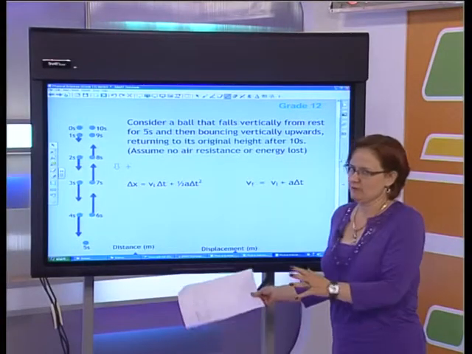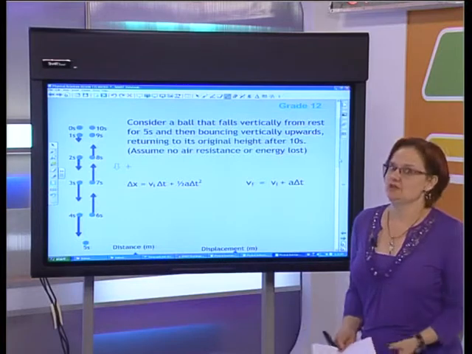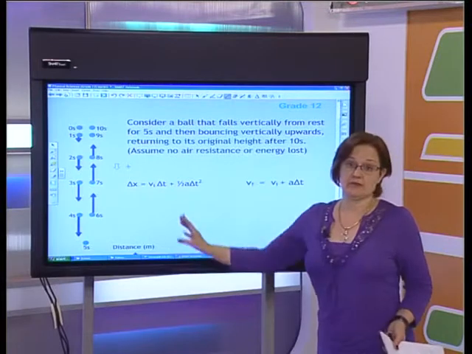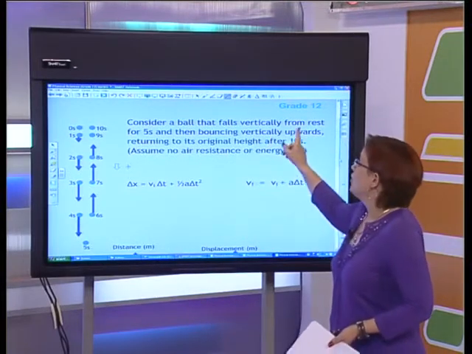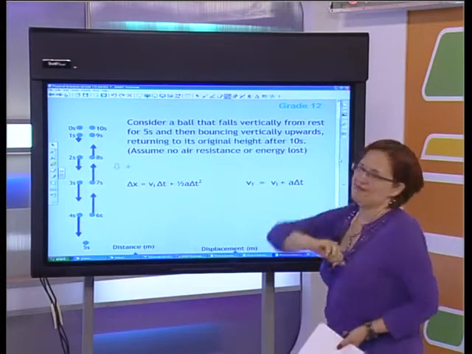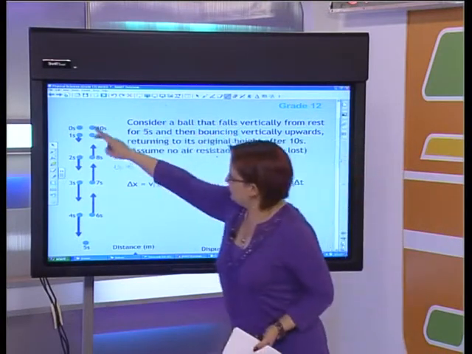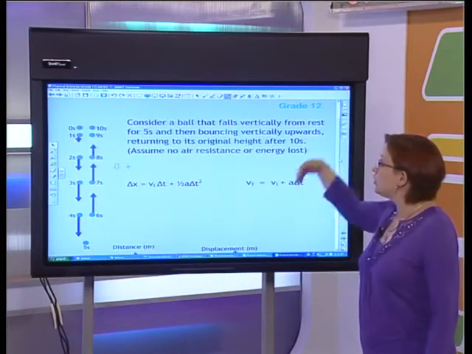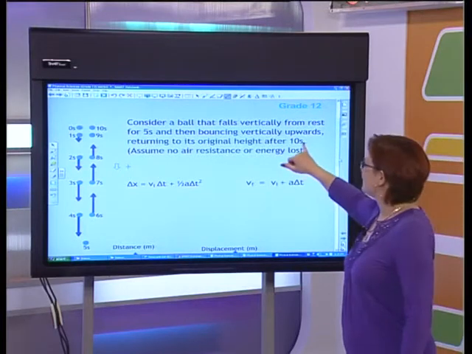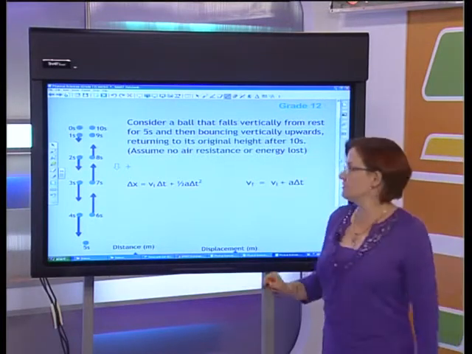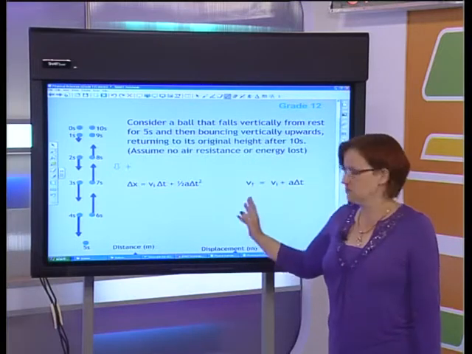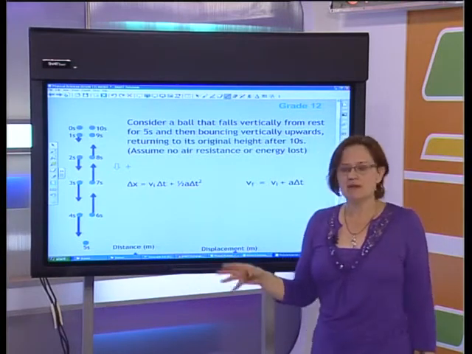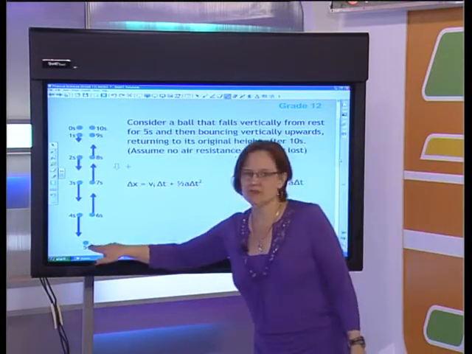Well, we're going to talk a little bit more about graphs because we realize that's definitely more the issue than the actual calculation. So we have a very simple problem with a nice picture, which makes it a bit easier. It says: consider a ball that falls vertically from rest for 5 seconds. The ball falls, hits the ground, and then bounces vertically upwards, returning to its original height after 10 seconds. Now this is unusual because we're assuming no air resistance, which is great, but we're also assuming no energy loss. You haven't done work, energy and power yet, but you will realize when you get there that there's absolutely no way that can happen.